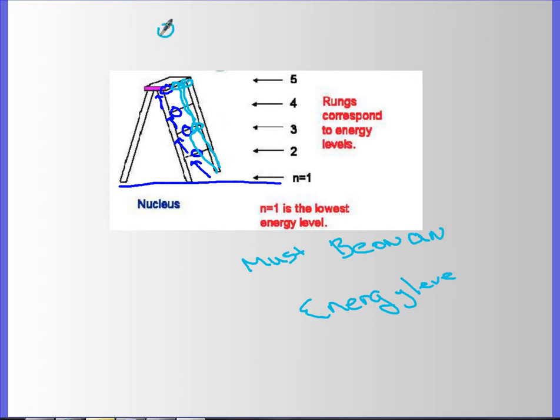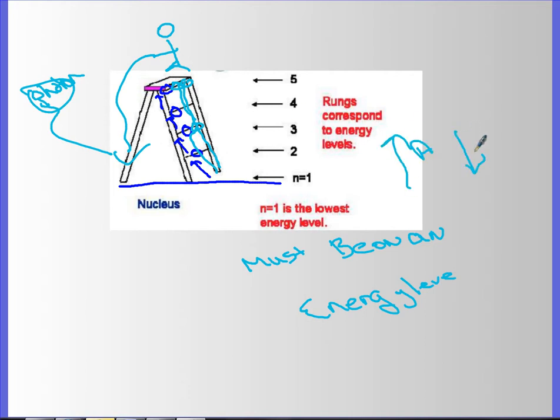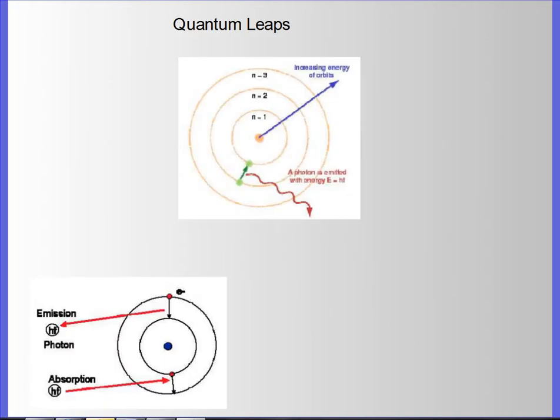Now, in class, I will stand, and what happens if I were to fall? Well, I always joke that I will emit a photon, and hopefully it won't be a four-letter photon. It'll just be a photon. So it takes energy to go up, but when you go down, you emit energy. So you absorb going up, you emit going down. Now, that's what these quantum leaps are. I love the movie Quantum Leap.